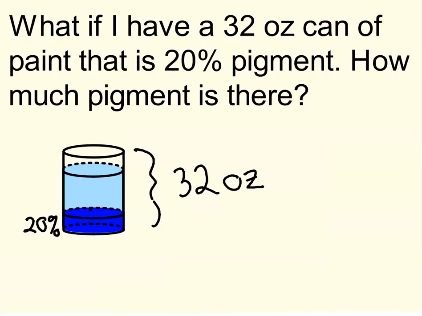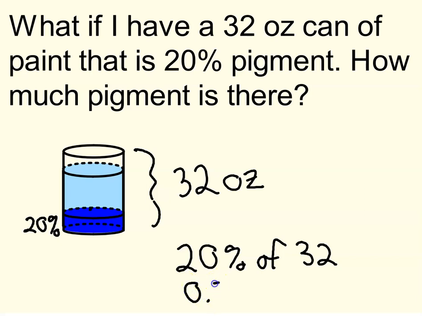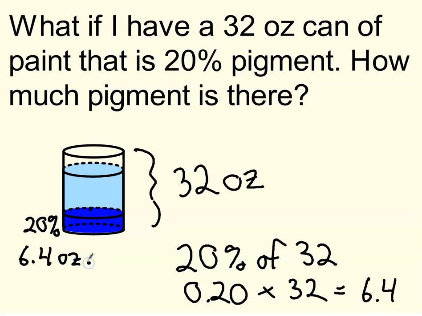Okay, and so here's the question. How much pigment is in there? Well, it's 20% of 32. So I'm going to write that, 20% of 32. And you may remember from your previous areas of mathematics here that to find a 20% of 32, you take the percent and multiply, or make it a decimal, and multiply by the number. So 0.2 times 32, and your answer ends up being 6.4. Okay, when you calculate that. Okay. So there's 32 ounces of paint, but 6.4 ounces of pigment.